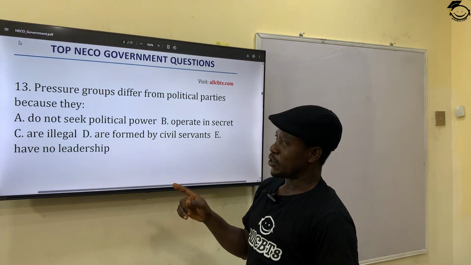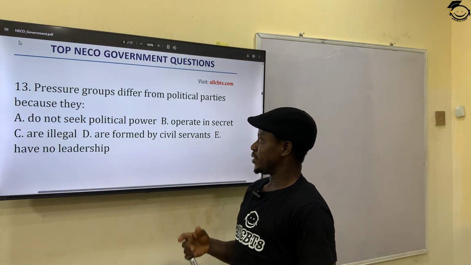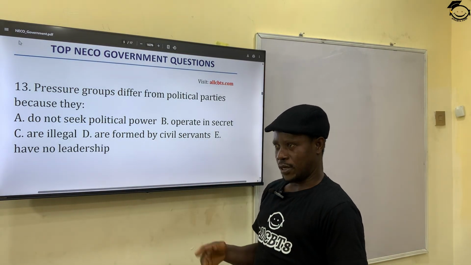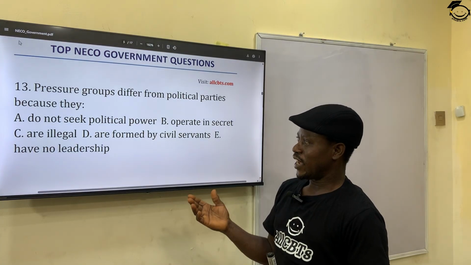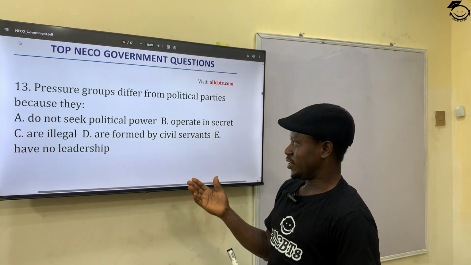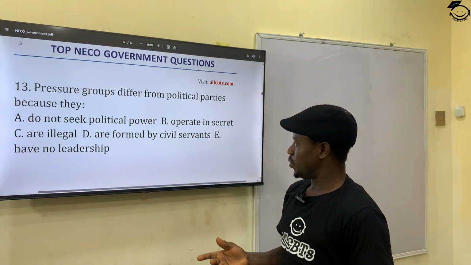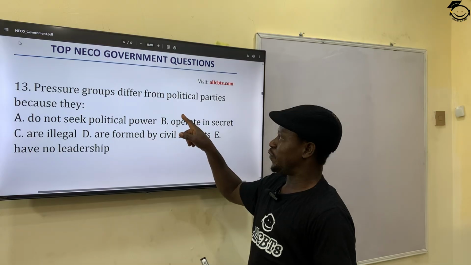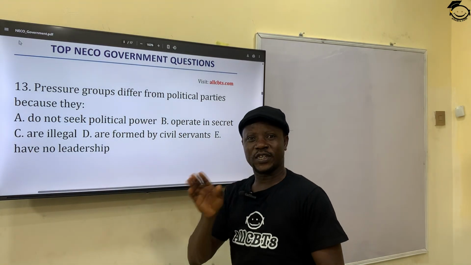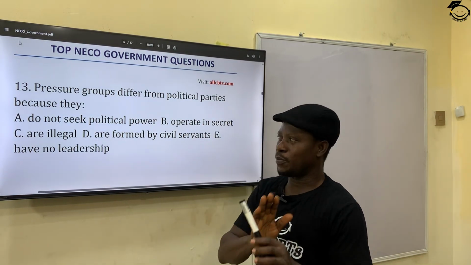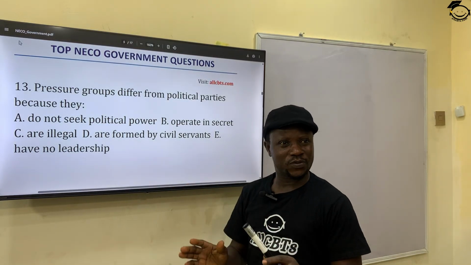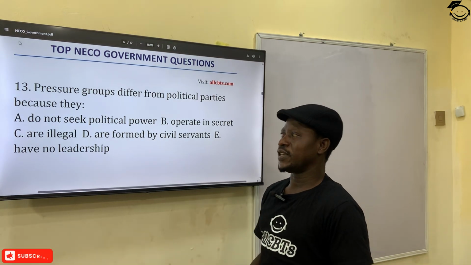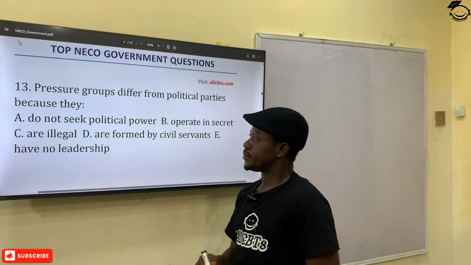A, because they do not seek political power. Okay, pressure group, of course. B, operate in secret. How? C, illegal. No. D, are formed by civil servants. No. E, have no leadership. The answer is this. Pressure group is different from political party because they do not seek political office. They don't contest for election. They only influence government decisions. So the most correct answer here is option A.